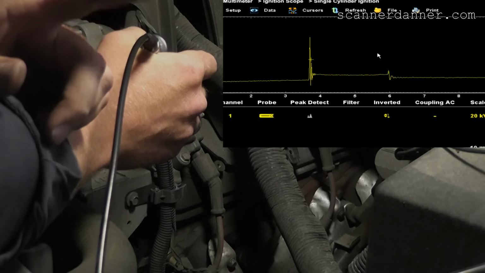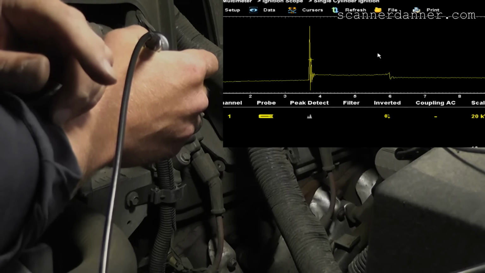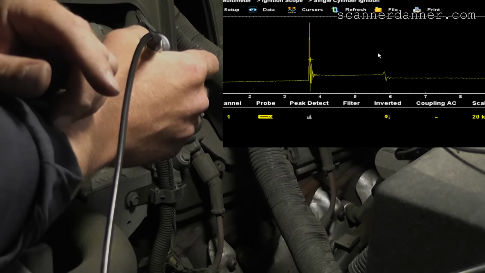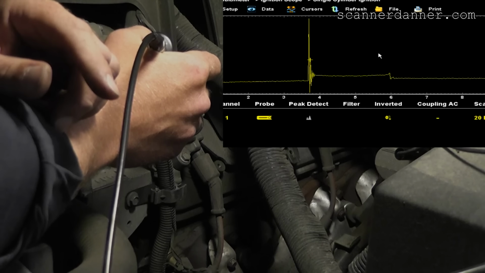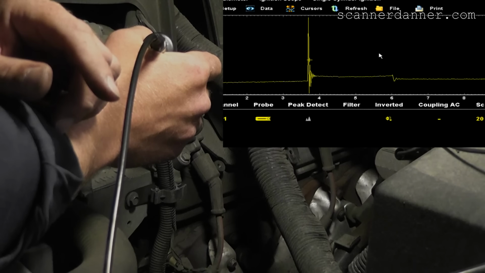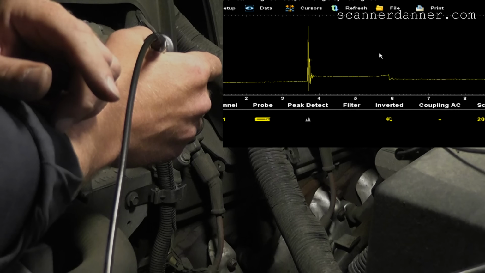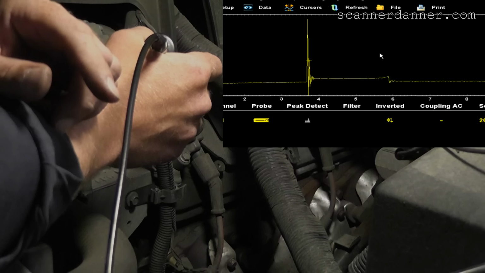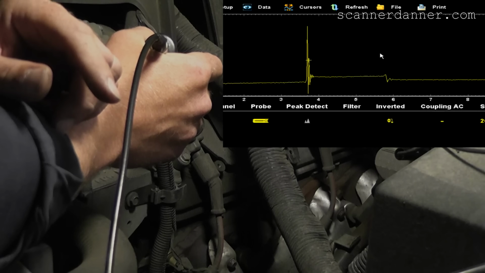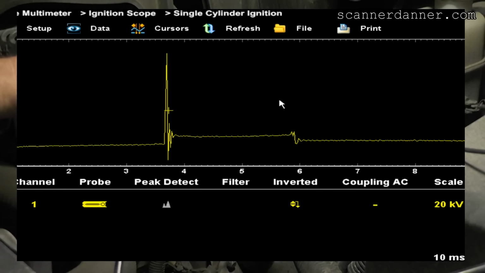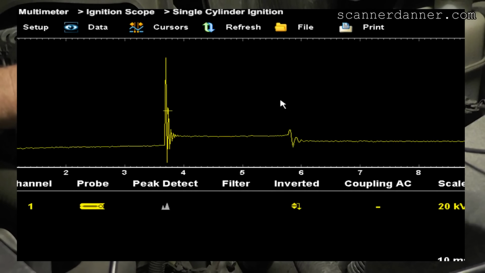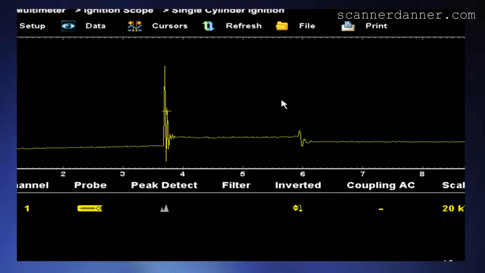The firing line is the vertical line. The horizontal line after that is the spark line. So right there, I'll show you. Where I'm focused is, let me put the cursor over it. I'm focused on this line right here.